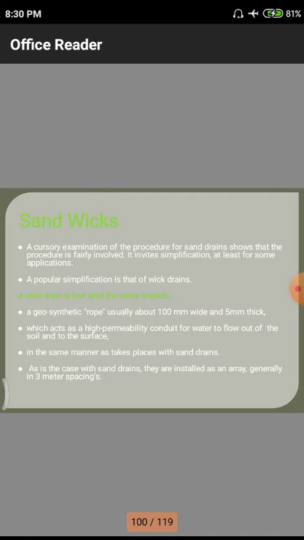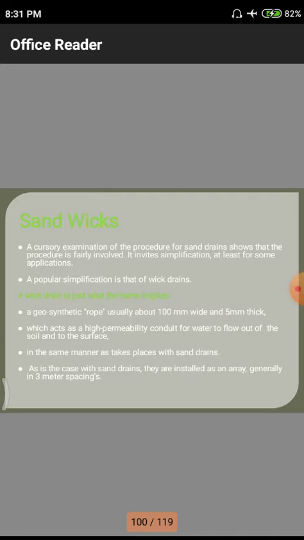Next we have sand wicks. Today we need to discuss sand wicks and others. What is a sand wick? A cursory examination of the procedure of sand drains shows that the procedure is fairly involved. It invites a simplification, at least in some of the applications. That means sand wicks are one of the simplest parts of the sand drain philosophy, so that if there are any negative points in the sand drains, those will be removed by using sand wicks. That means in every process we have some advantages and disadvantages.